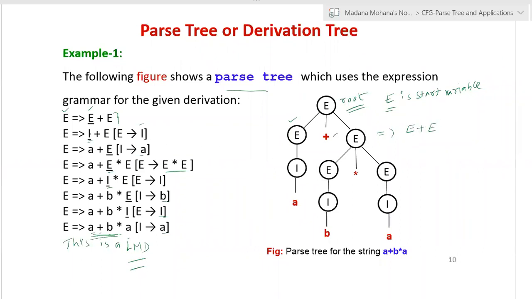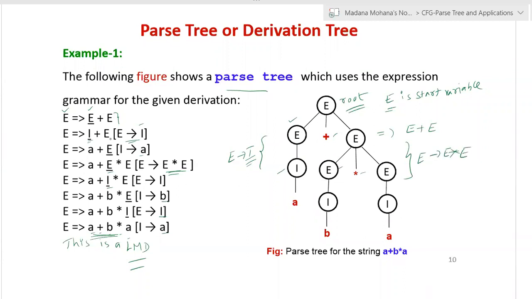Next step, what we did: the leftmost variable E is replaced by I. So how will this be done? E derives I. I is the child of E, so only one child, and that is connected to its parent. Then next step, the rightmost variable E is replaced by E into E. So this is how you got it from the production E derives E into E.